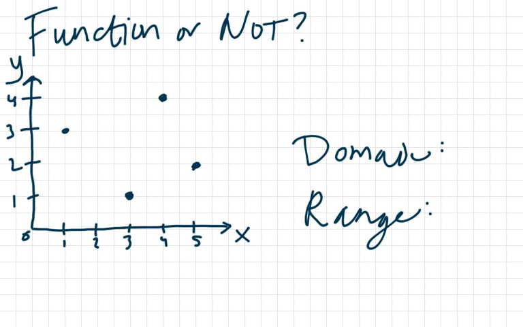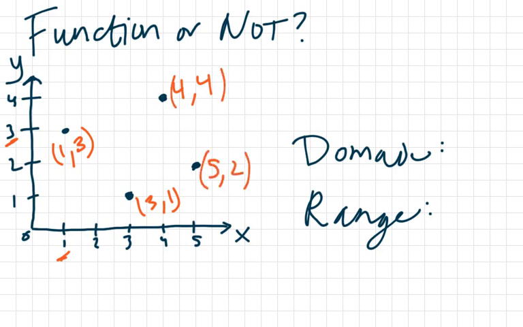Now we're going to look at some examples of graphs and determine if it's a function or not. So one way that this might help us to see this originally is to write down what the coordinates are for each of these points. So for this first point, we have (1, 3). The x comes before the y. Here we have (3, 1). Here we have (4, 4). And here we have the coordinate (5, 2).